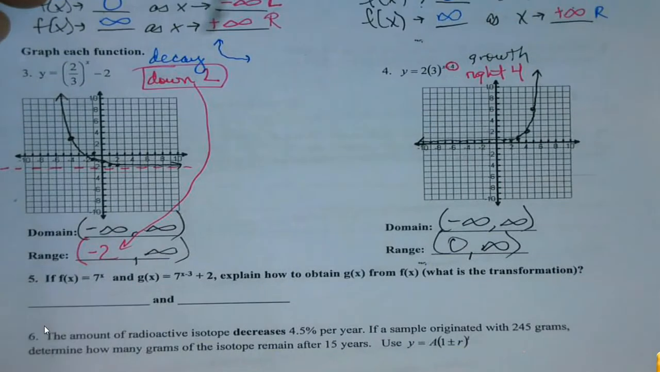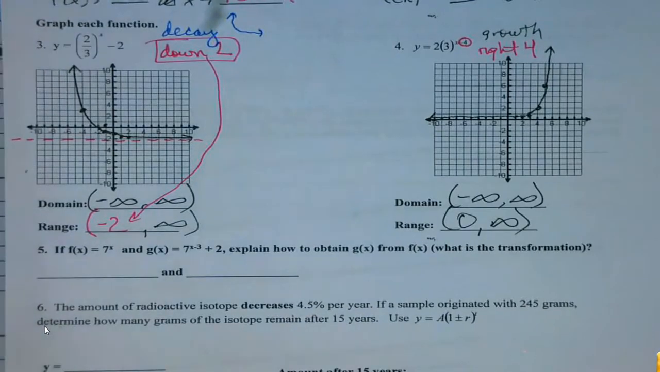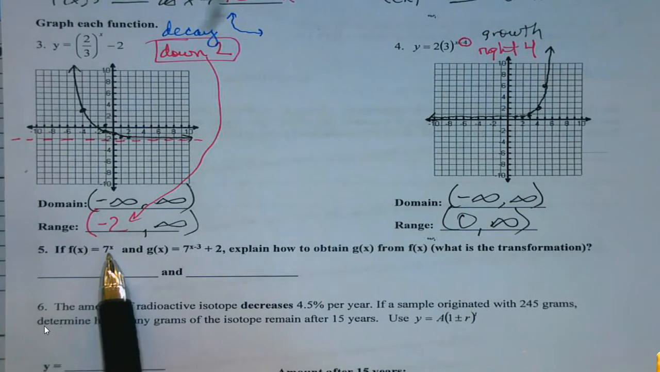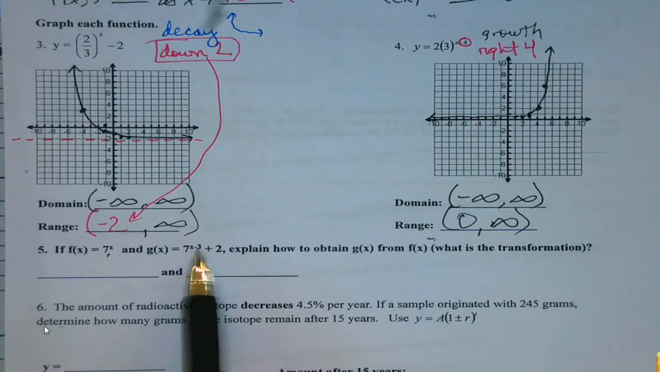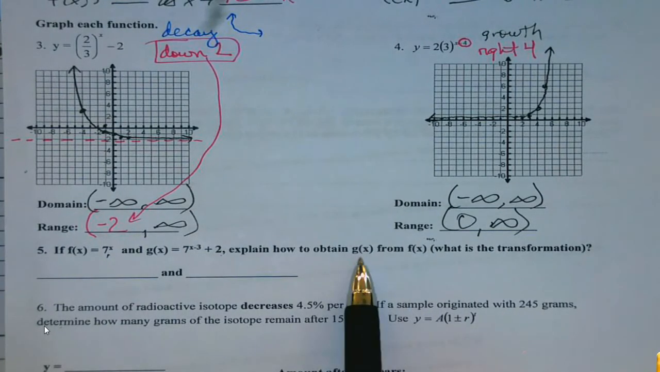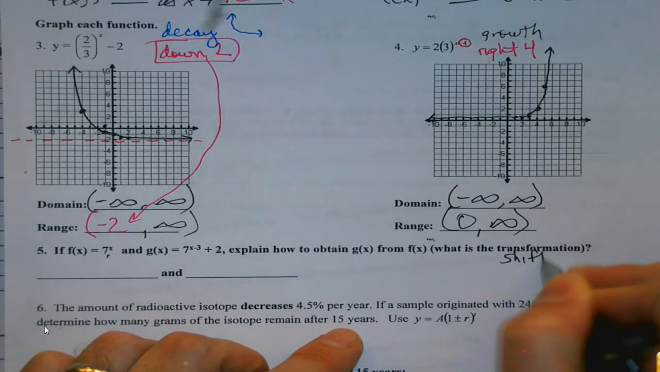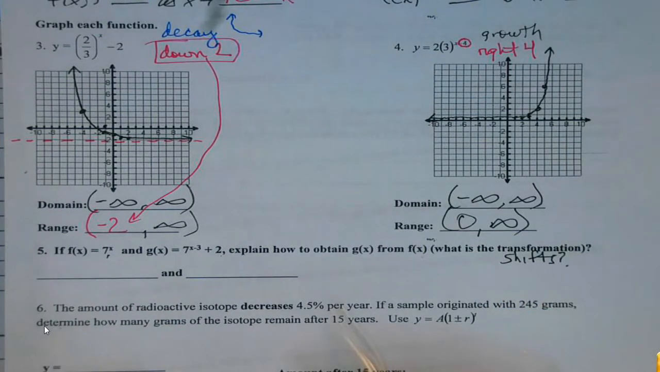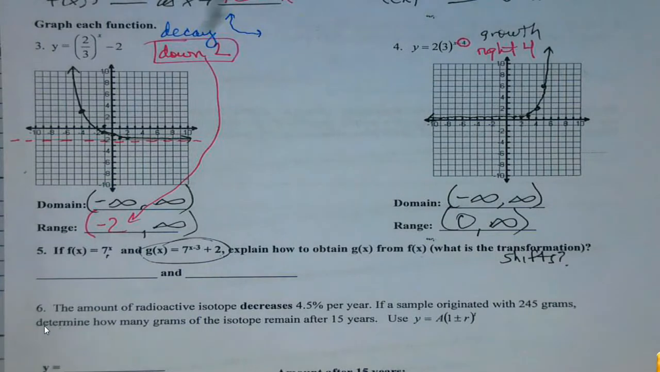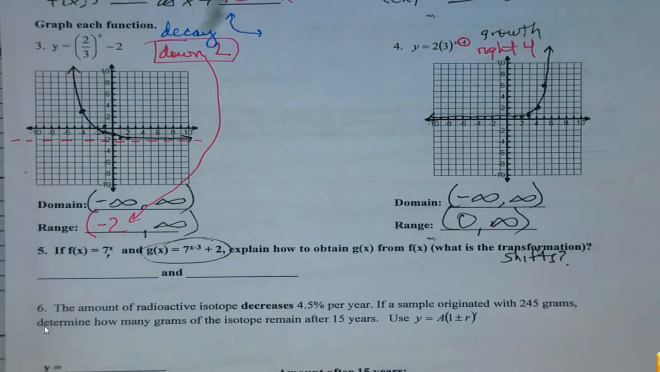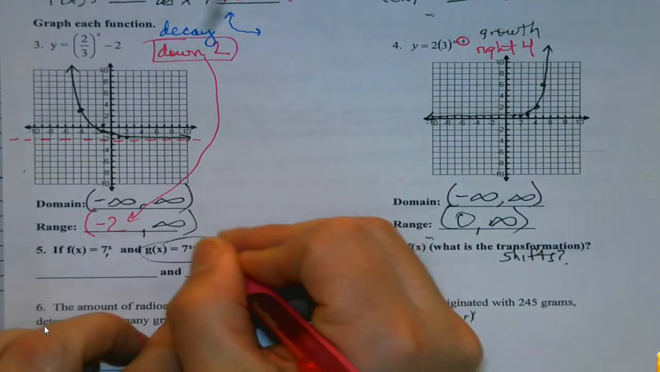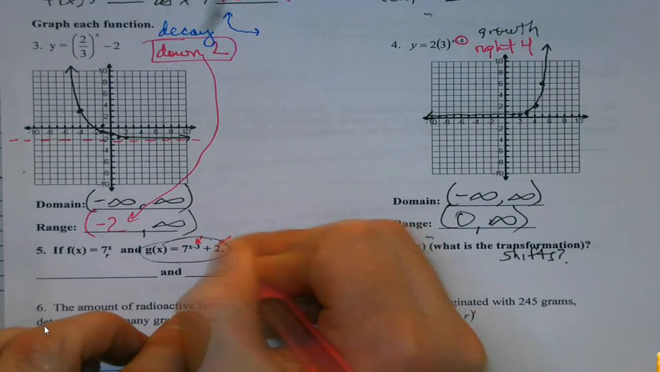So when we're doing these, now we're going to go back into kind of some application type. If f of x is 7 to the x, and g of x is 7 to the x minus 3 plus 2, explain how to obtain g of x from f of x. What's the transformation? What are the shifts? It'll always be the second one you're looking at. The first one won't have any. But my job is going to be to figure out, what does this negative 3 and what does this 2 mean?